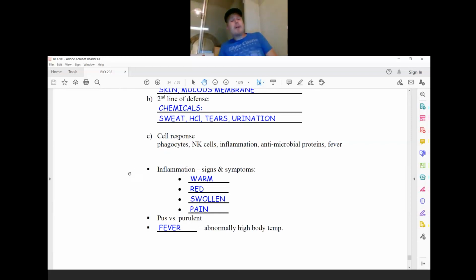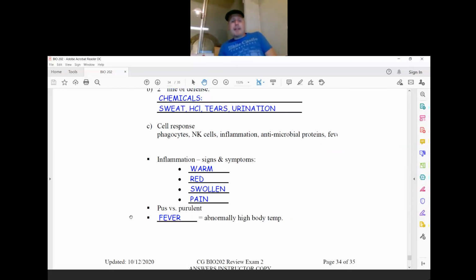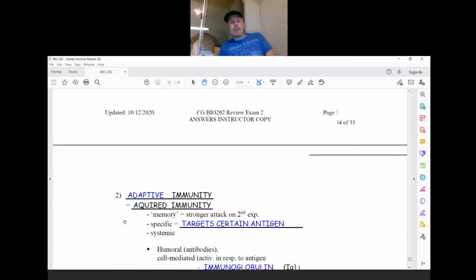One important one that we discussed at this point was inflammation, signs and symptoms of inflammation. I would know, so if an area is inflamed, it's usually red, it's warm locally, it's swollen locally, and it might be painful as well. I gave you a little bit of explanation why you should use the word purulent rather than pus in our lecture video. And then I do want you to know what fever is. Well, fever can be defined as an abnormally high body temperature.